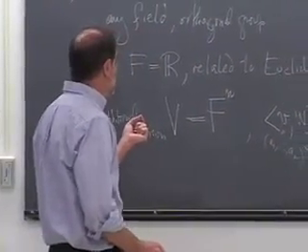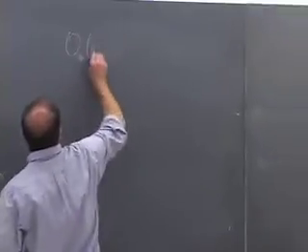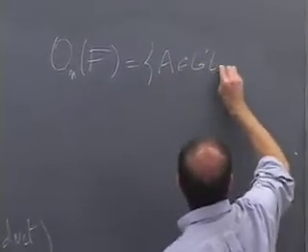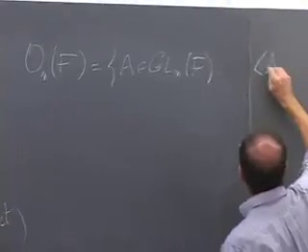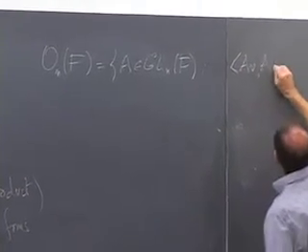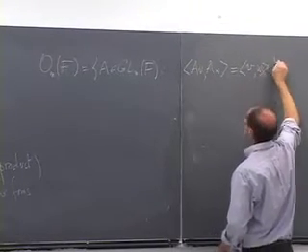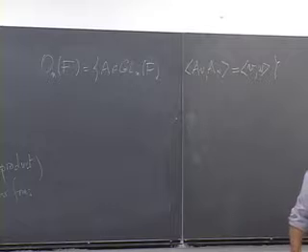OK. And we define ON to be the elements A in GLN(F) that preserve the inner product, such that when you take the inner product of AV with AW, it's the same as the inner product of V with W. That looks like a weird thing to do. But I claim that this is a subgroup.